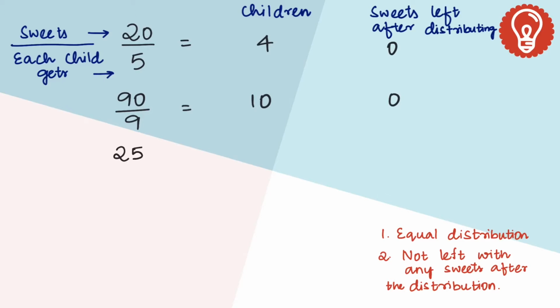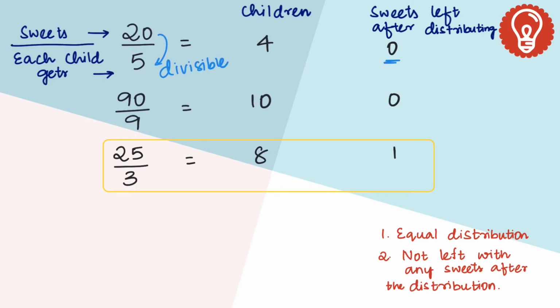But if there are 25 sweets, each child is getting 3. Equal distribution is happening. Kids are 8 in number, but we are left out with 1 sweet. Of all the 3 cases, in the last case, equal distribution is happening, but we are left out with 1 sweet after the distribution. This tells us that this number should be divisible by this number. That's when the remainder will be 0, which means we'll not be left out with any sweets after the distribution.